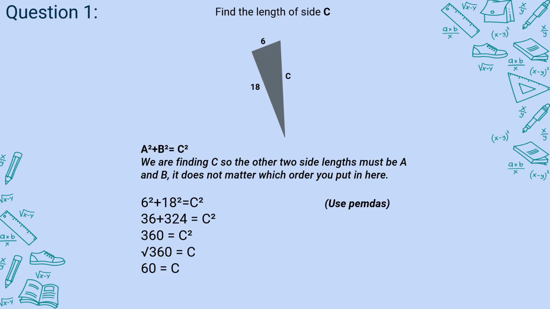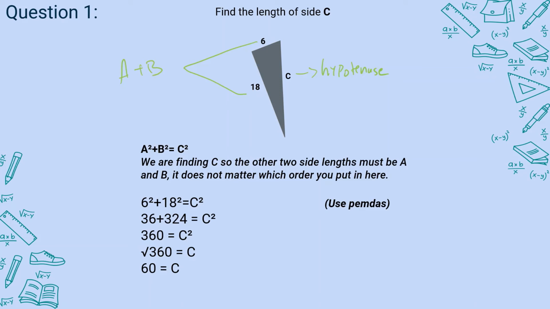Since we're finding side c, the other two side lengths must be a and b, and it won't matter which order you put them in. So c is the hypotenuse, and a and b will be these two. So we'll just plug it in.